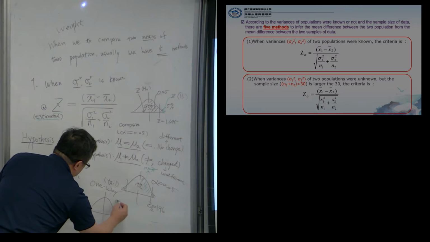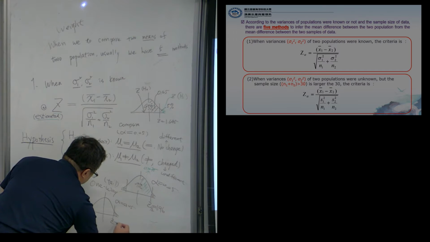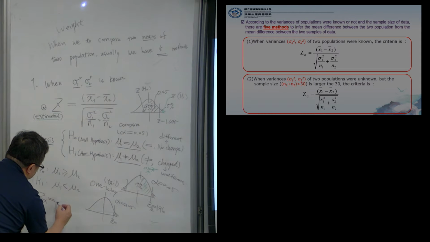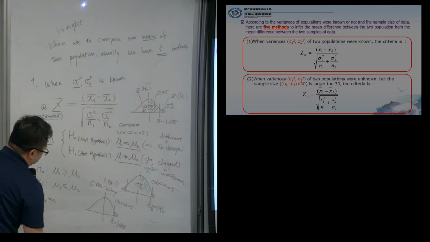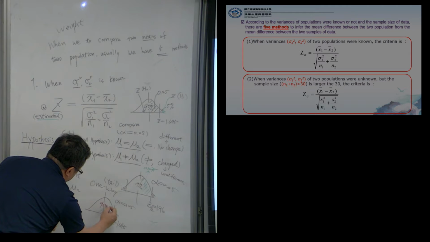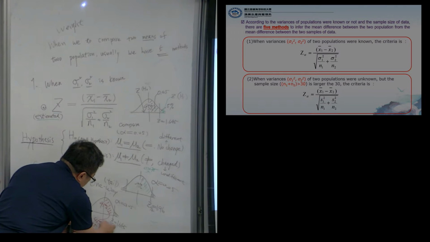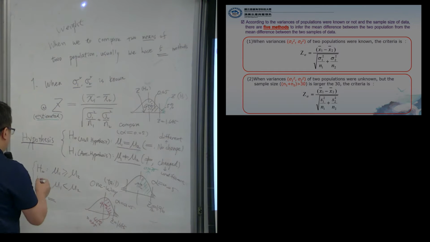If your criteria alpha is 0.05, the critical D will be 1.645, because here is 95%, but here is only 45%. It's 0.45. So here the critical D will be 1.645, right? This is what we say about one way.